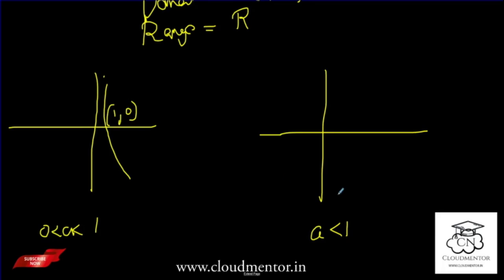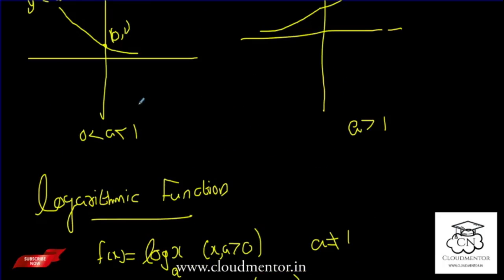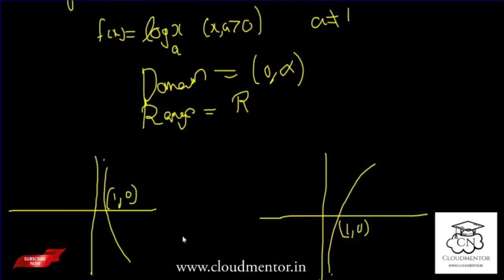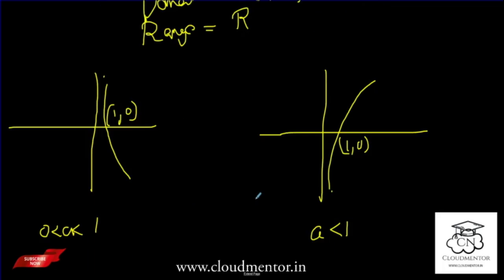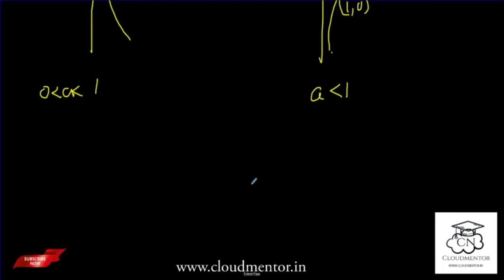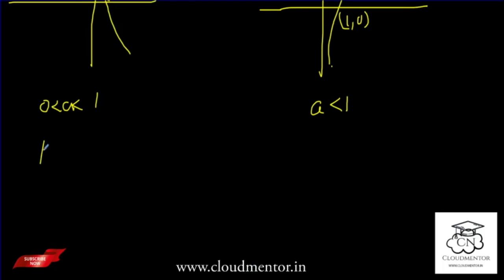This was decreasing, and this one is an increasing function, with the same point (1, 0). So this is the graph for the logarithmic function, which is somewhat the same as that of the exponential function. It is because that one intersects at the y-axis, but here it intersects at the x-axis. That's the difference. And now moving to the modulus function.